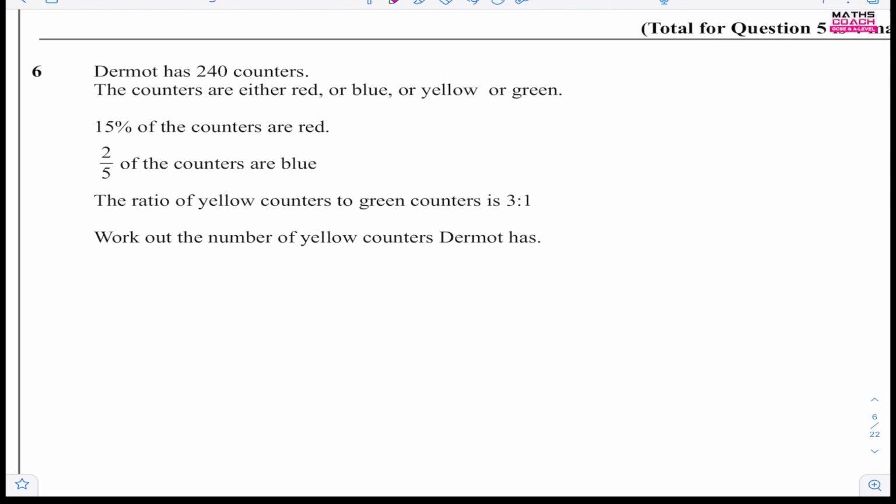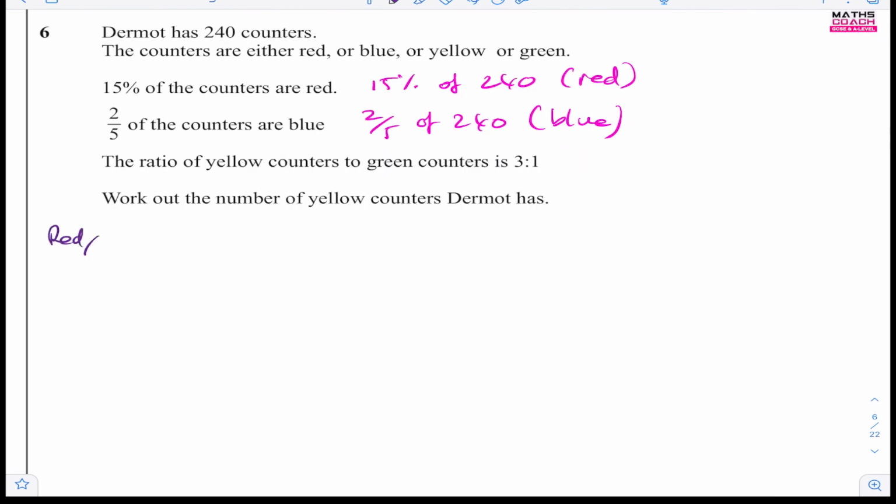Right, so 15%, we want to find 15% of 240 counters, which is our red. And we want to find 2/5 of 240, which is our blue. So if we work this out, the rest of this would be yellow and green. All right, so let's go ahead and work out our red counters. So we have to use non-calculator techniques. So 10%, first of all, is going to be 24. 5% is going to be half of that, which is 12. So our 15% is going to be 12 plus 24, which is 36. So we have 36 red counters.